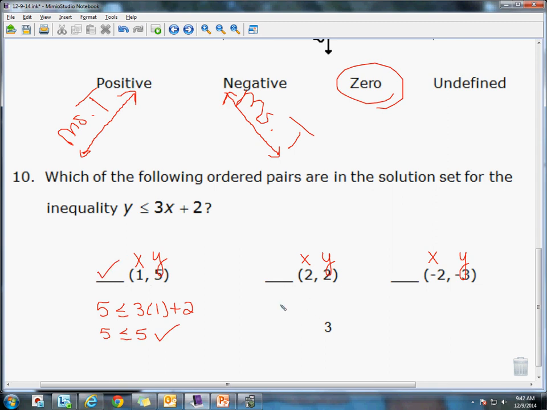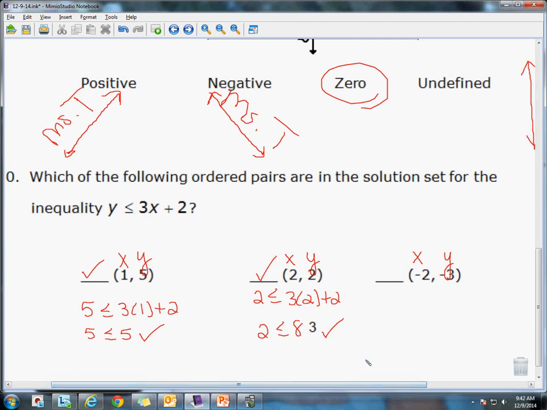So that's going to be in the solution set, which would be that shaded region that we did last Friday. Second one, we have 2 and 2. So my y is 2. It's less than or equal to 3 times x, x is 2, plus 2. So 2 is less than or equal to 3 times 2, which is 6. 6 plus 2 is 8. 2 is less than 8. So that is true, which means it's in the solution set.